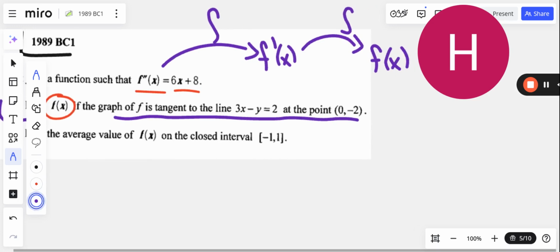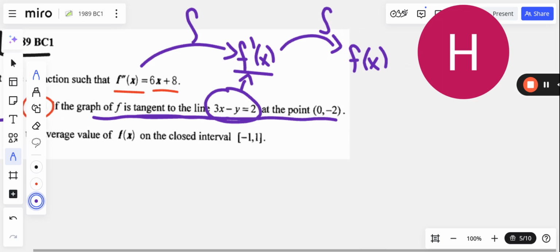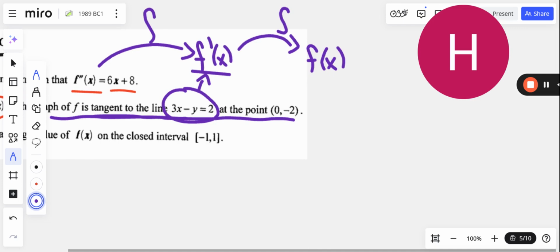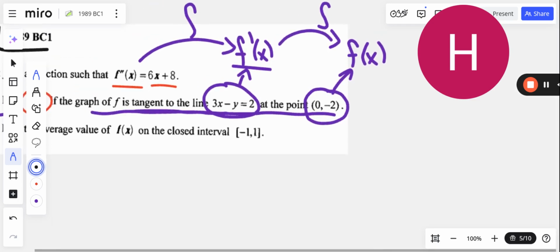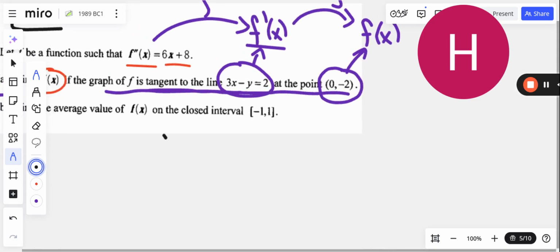Well, the initial condition for the derivative is this part. It says tangent to the line, which means it has the same slope as this line. So that kind of gives you an initial condition. We'll have to work with it, but that's the logic there. And then for f of x, the initial condition is simply the point where it's tangent. Okay? So let's do the antiderivative.